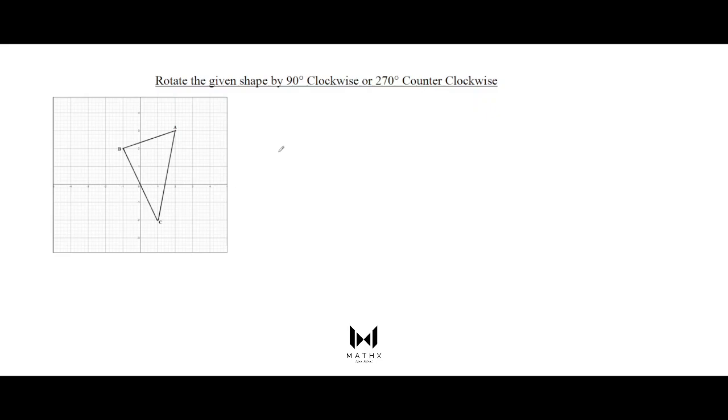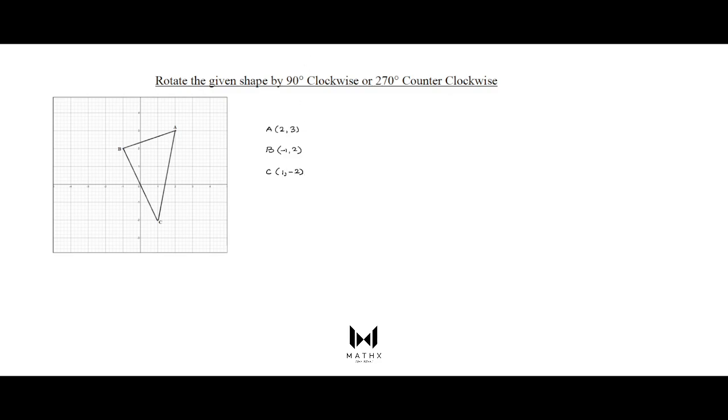Hello. In this video, we shall learn how to rotate a given shape by 90-degree clockwise. So for that, what we need to do is we need to first pick up the coordinates of the given points. So over here, A is (2, 3), B is (-1, 2), and C is (1, -2).